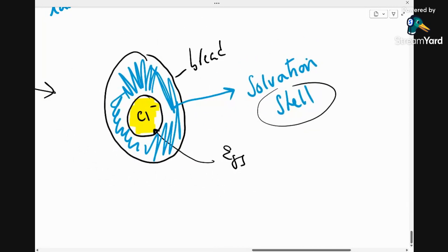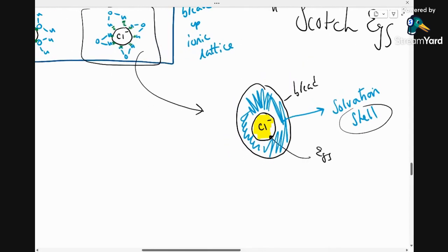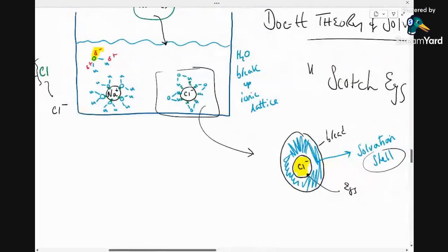So water breaks up the ions, forming solvation shells around each ion because of the electronegativity of oxygen and the fact that water is therefore polar. Weak intermolecular forces, lots of them, can therefore form between all of the water molecules and their cognate ion, either the sodium or the chloride in this case.